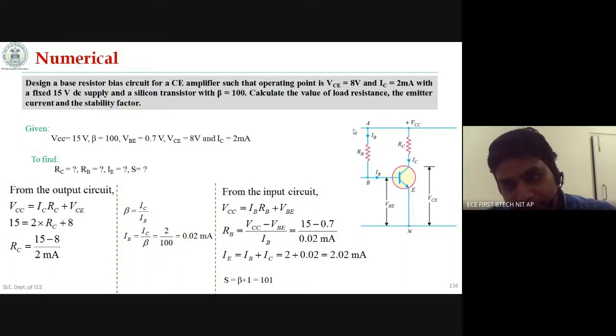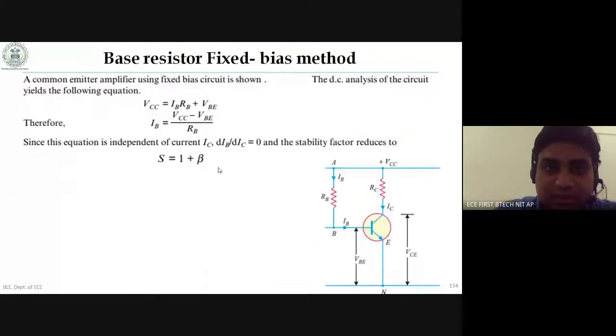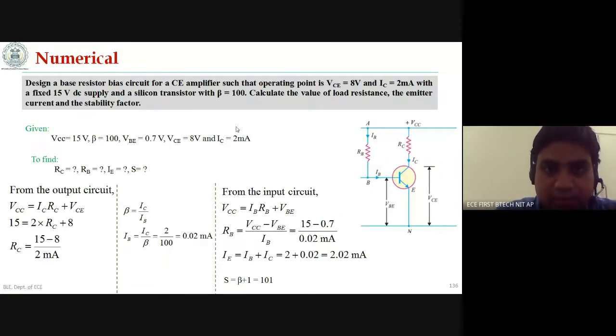Now in the input circuit, if you rearrange the equation, the supply voltage VCC is equal to IB RB plus VBE. So RB will be (VCC minus VBE) divided by IB. So this is the RB value, and this is the RC value here. If you calculate the emitter current, it is the summation of base current and collector current. Base current we have just seen is 0.02 milliampere, and collector current is 2 milliampere, so this is the emitter current. Now for the base resistor method, as you have just seen, our stability factor S is equal to beta plus 1. So you just have to put in the value. Beta is given as 100, so S is 101.